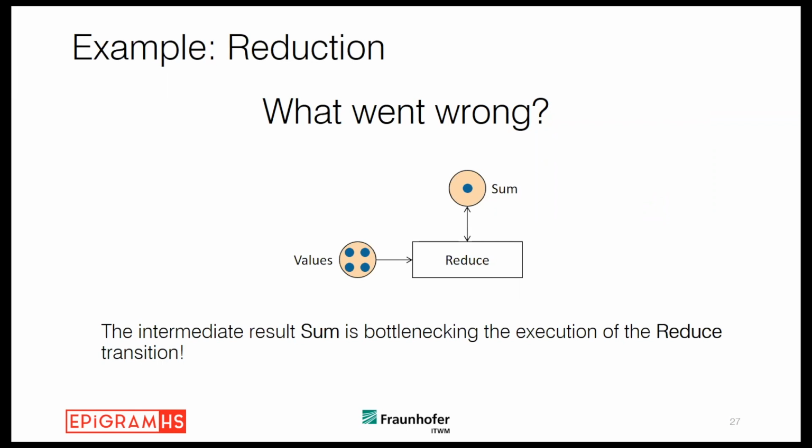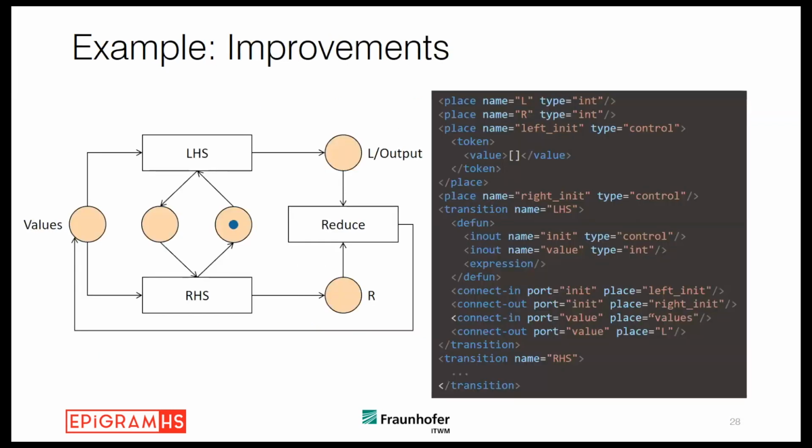But can we improve on this? The answer is yes, of course we can, using more places and more transitions. So in this case, to the previous definition, we renamed our sum place to L, or output. Values stays the same, and now we add 3 places. We add a right place, the R place, and we have a transition which is only performing a pass through. On the right, you can see the transition for LHS. The transition for RHS looks exactly the same, just that left and right is flipped.